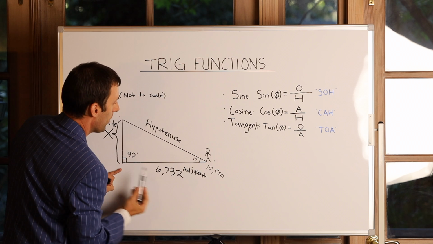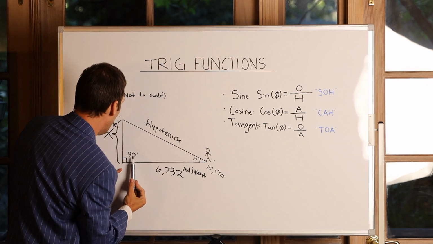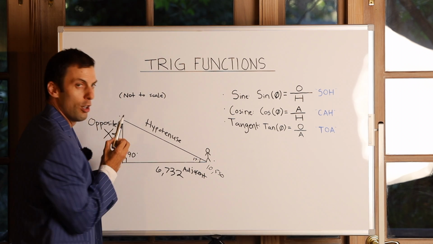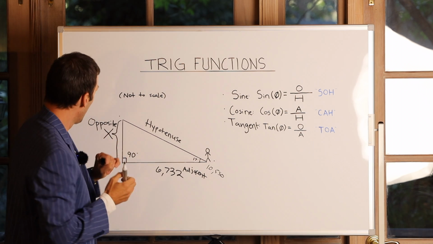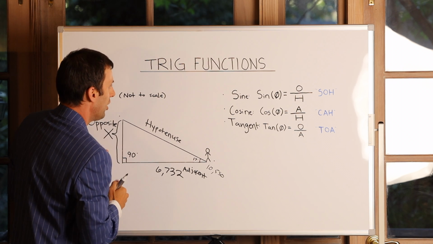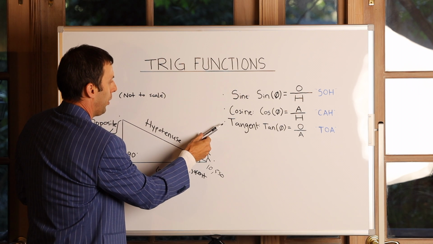On a side note, if you know this angle, 17 degrees, and this angle, 90 degrees, you can figure out what this angle is. Write down in the comments if you can figure out what this angle is. But right now, we're solving for x. And so the question is, which one of these three trig functions is appropriate?